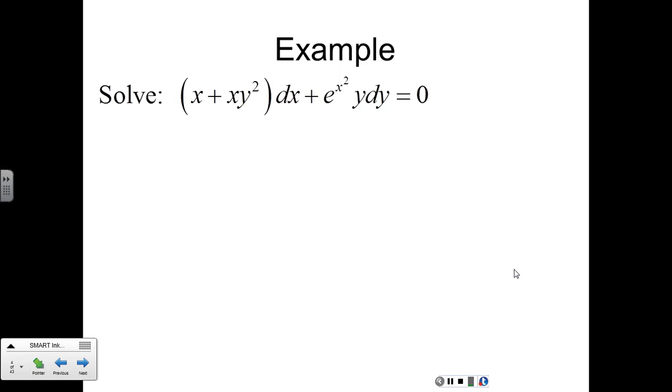On this one, I'm going to move all the x stuff. I kind of like my x stuff to be on the other side. I'm going to subtract all that and leave my y on the left. That's just a me thing. Y'all don't have to do it that way if you don't want to, but I'm going to move all that x stuff to the other side. e to the x squared y dy equals negative x plus xy squared dx. I like my x on the right, my y's on the left.